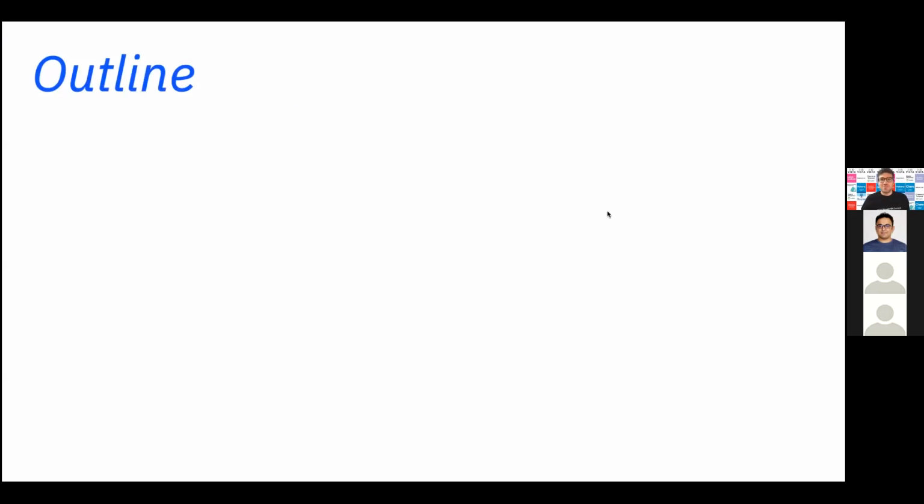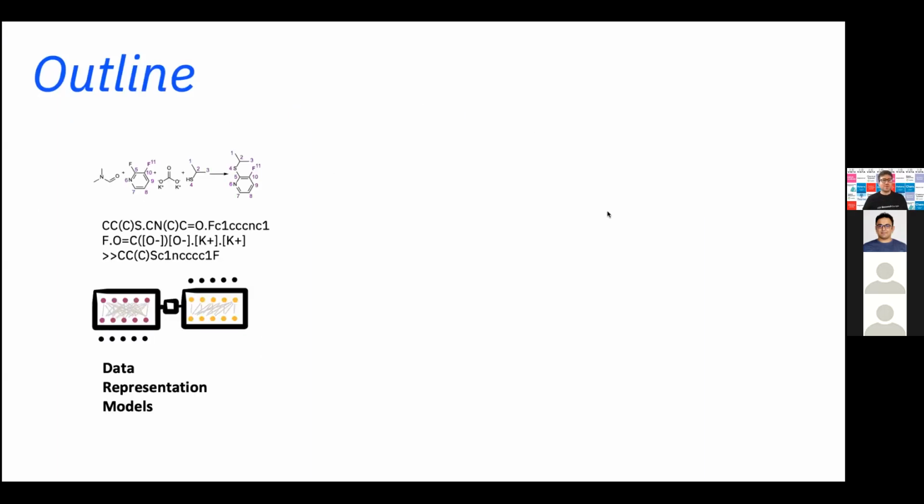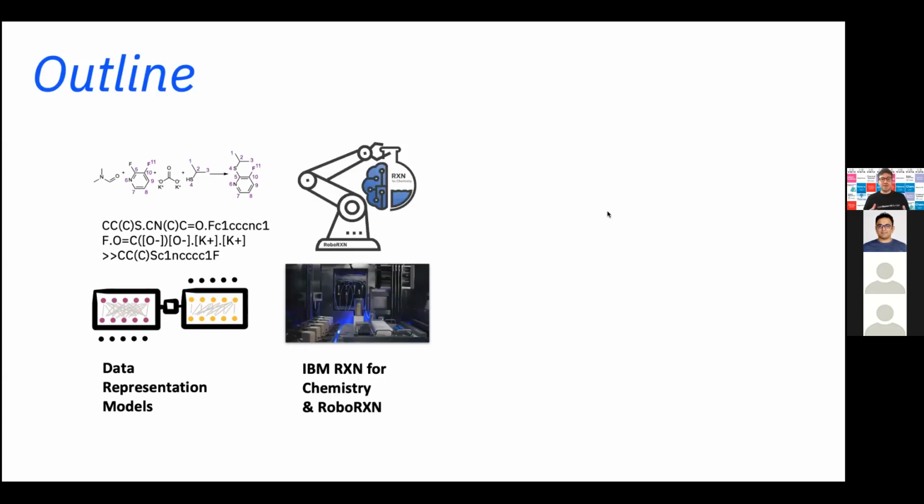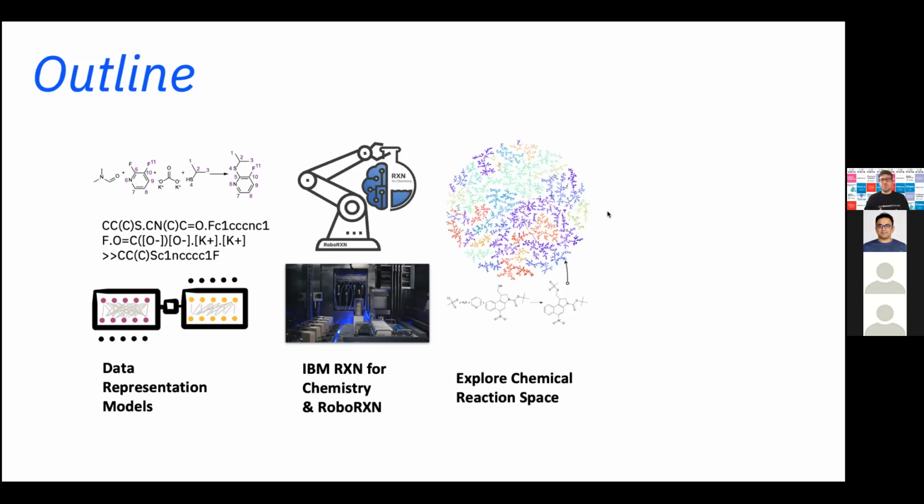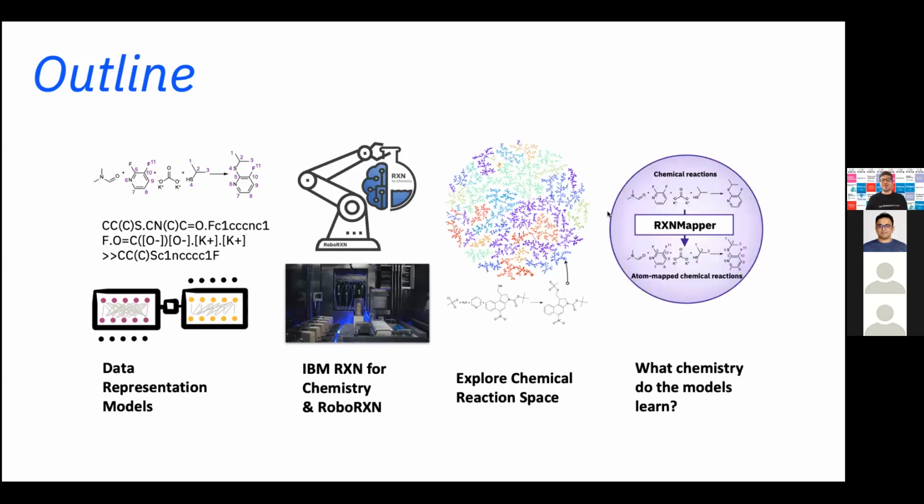I will start with a quick outline of my talk. I will first walk you through data, representations, and models, then show you how the models built the background of IBM RXN for Chemistry and RoboRXN. Then we will explore chemical reaction space together. And finally, I will try to show you what the models learn and why they work.